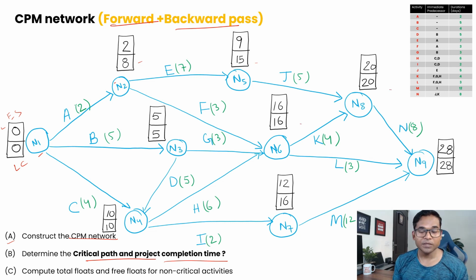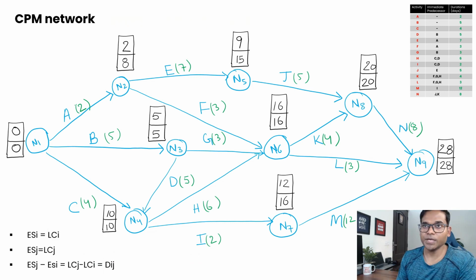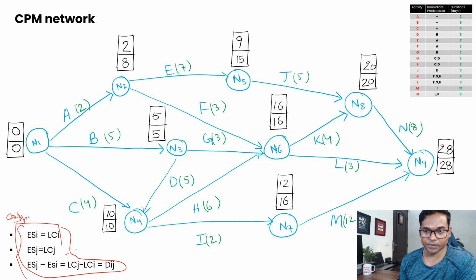Now after identifying these values, how to identify the critical path? Okay, so to identify the critical path, let me quickly give you what exactly I mean by the critical path. What is the logic by which we call it a critical path? So here I have kept that network, right? And these are the logics which we have learned earlier about the critical path, right? This is the critical path logic, right? Okay, now let's start with N1.